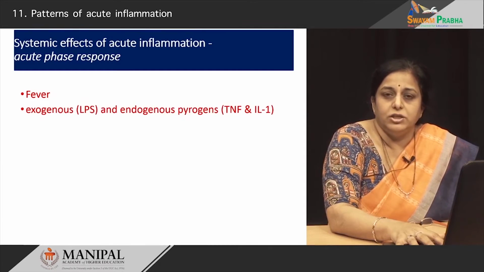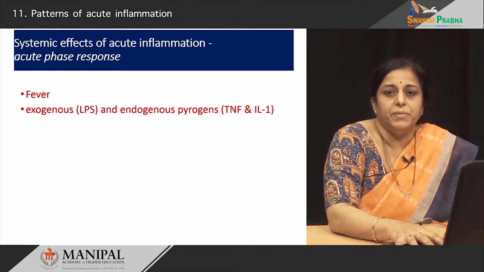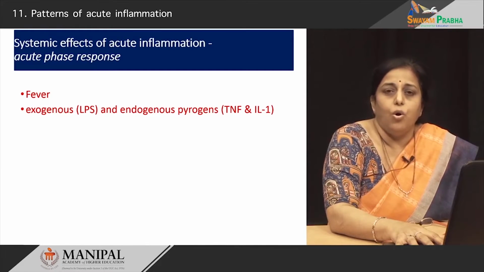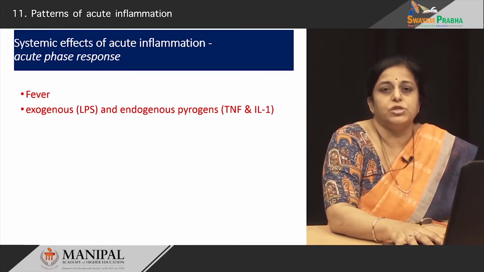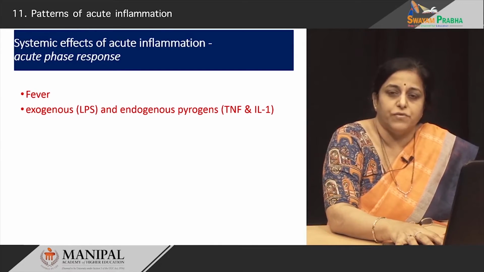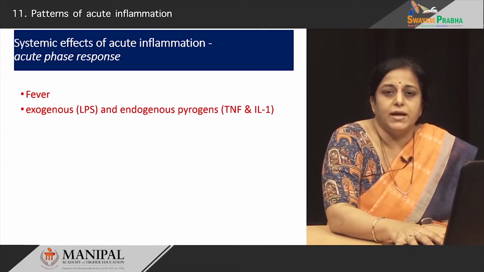It could be generated because of the action of exogenous substances. For example, the lipopolysaccharides of the bacterial cell wall act as pyrogens, they increase the temperature. Also, endogenous substances, most importantly the cytokines interleukin 1 and tumor necrosis factor, are endogenous pyrogens. So, both these substances, whether exogenous lipopolysaccharides or the endogenous pyrogens, induce fever.